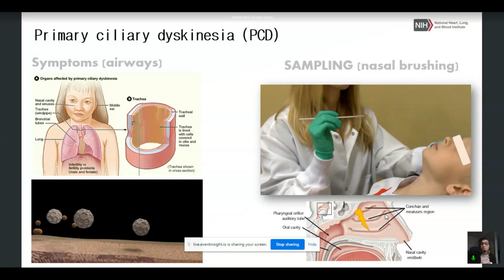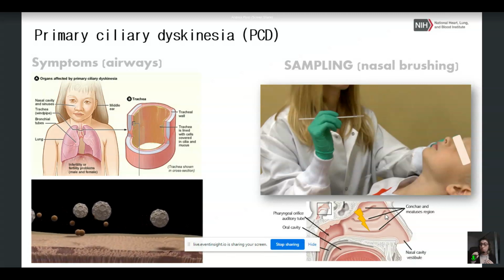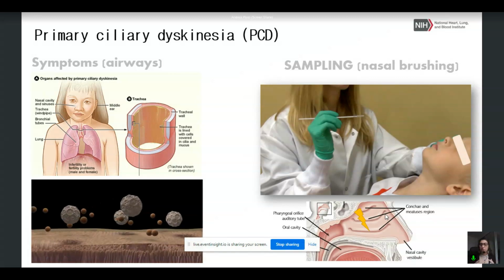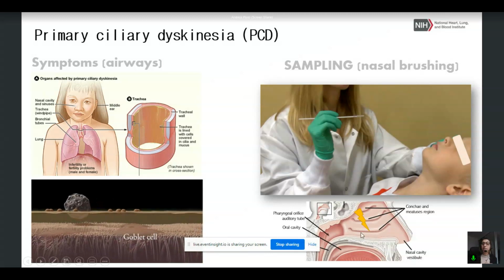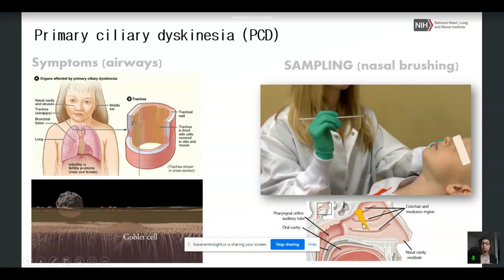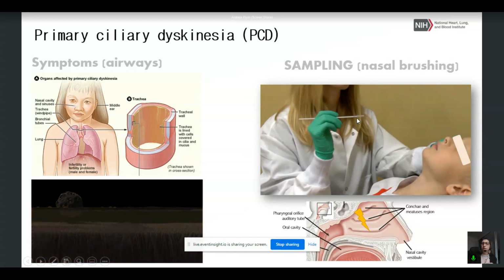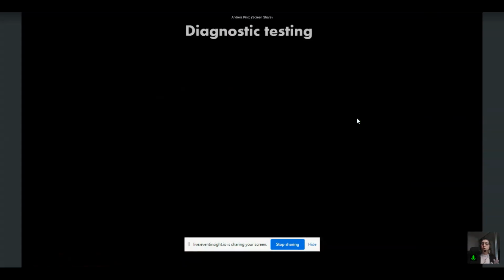For the sampling, we do a nasal brushing. It's very similar to a nasal swab for a COVID test. We try to target the inferior turbinate in the nose with the brush. It can be a bit uncomfortable, but it's very easy to do. And then with this brush, we prepare the sample for several tests.